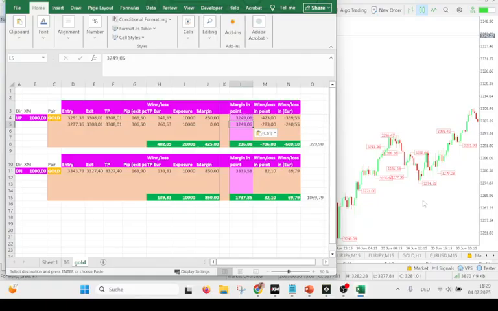Especially for this pair, for gold, you need a lot of margin because it can move very, very fast. It has a lot of volatility. You can make a lot of money, but also lose a lot of money. So margin management, I would say, for this pair is very important. That's why I wanted to make this video to show you some examples, because this, in my opinion, you need to calculate every day before entering a trade.